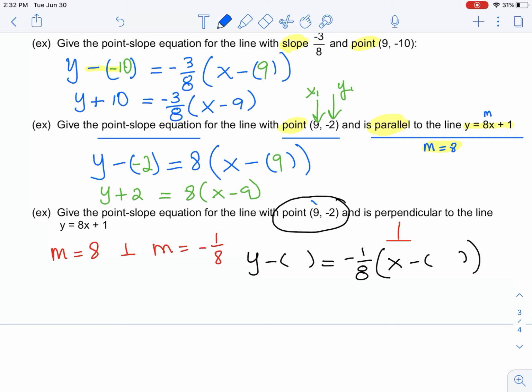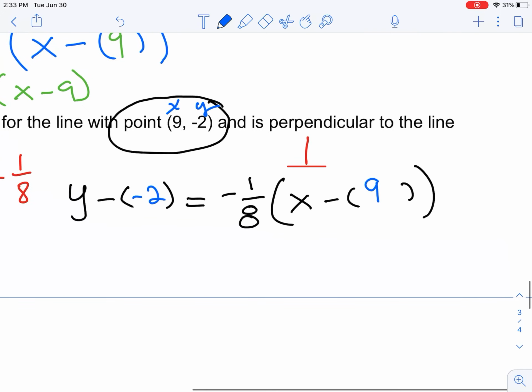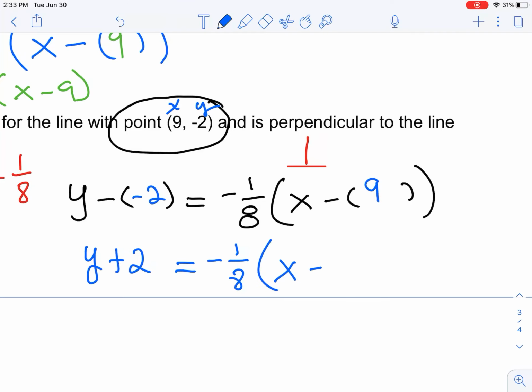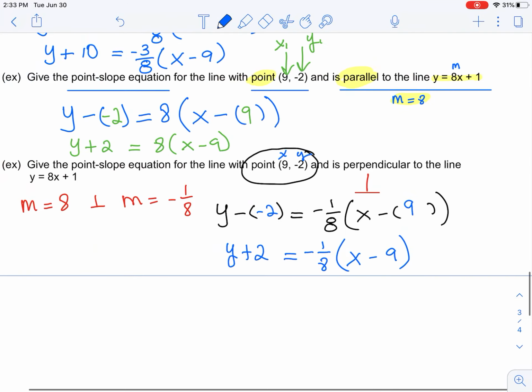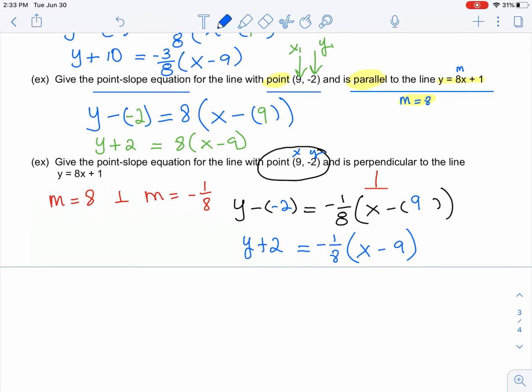So here's our x, here's our y. We need our y sub 1, which is a negative 2, and our x sub 1, which is a positive 9. So now when I simplify, y minus a negative 2 is y plus 2, which equals negative 1/8 times the quantity x minus 9. And now we have the point-slope form of the equation that is perpendicular to this equation.